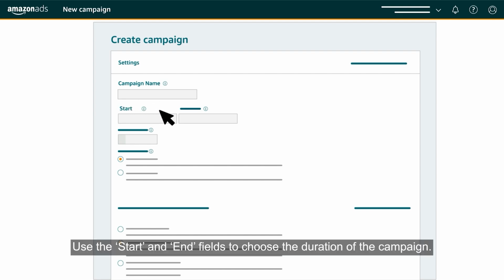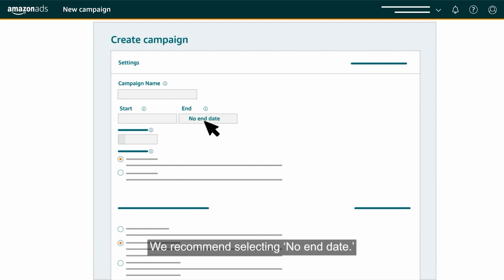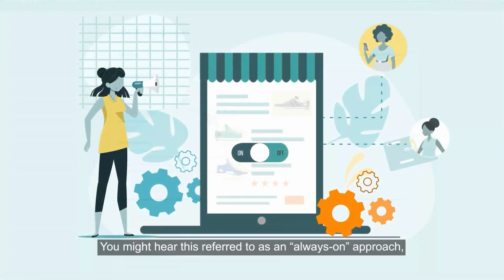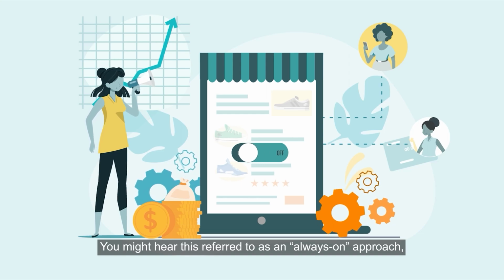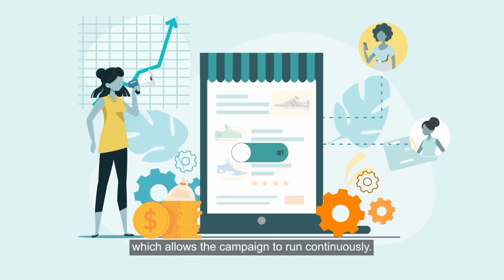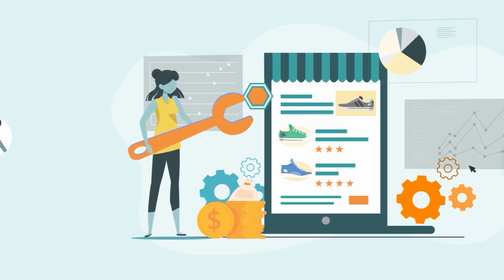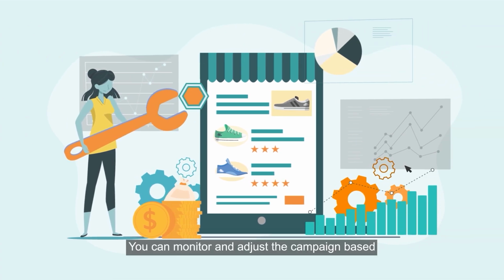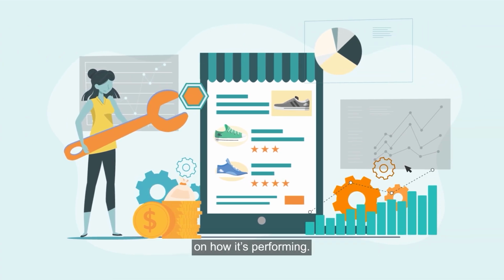Use the start and end fields to choose the duration of the campaign. We recommend selecting no end date. You might hear this referred to as an always-on approach, which allows the campaign to run continuously. You can monitor and adjust the campaign based on how it's performing.